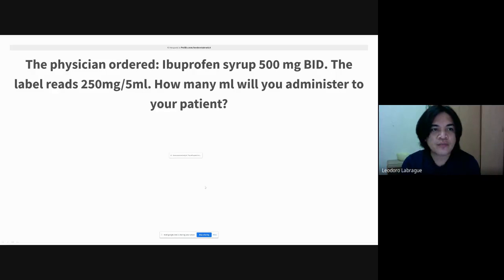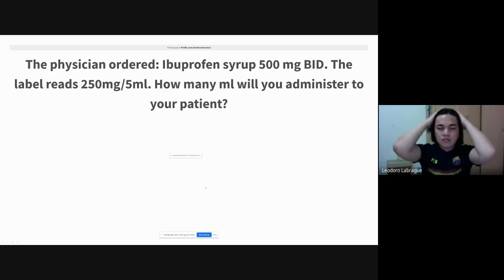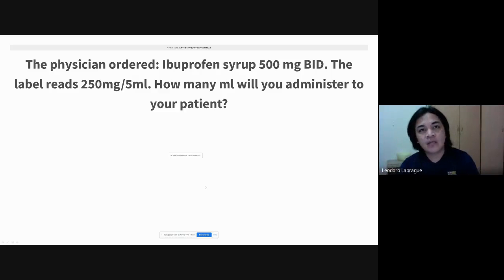Next question. The physician ordered ibuprofen syrup. This is liquid again. 500 milligram BID. BID is twice a day. The label reads 250 milligram per 5 ml. How many ml will you administer to your patient? Again, identify what is the desired, what is the available, and the quantity, and then you will get the amount of medication to be given to your patient.